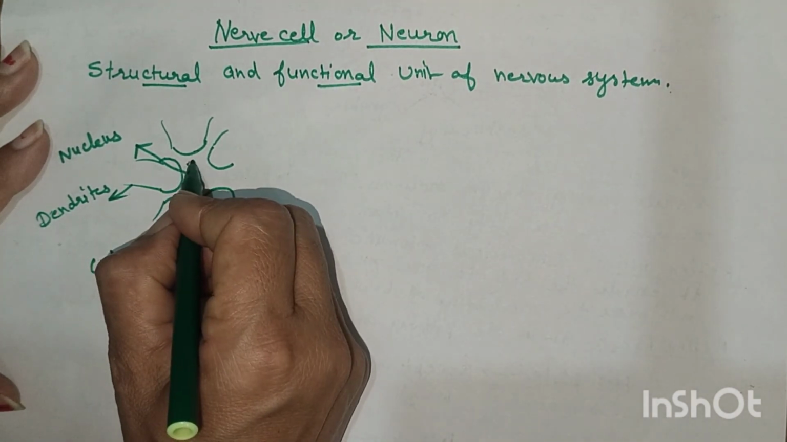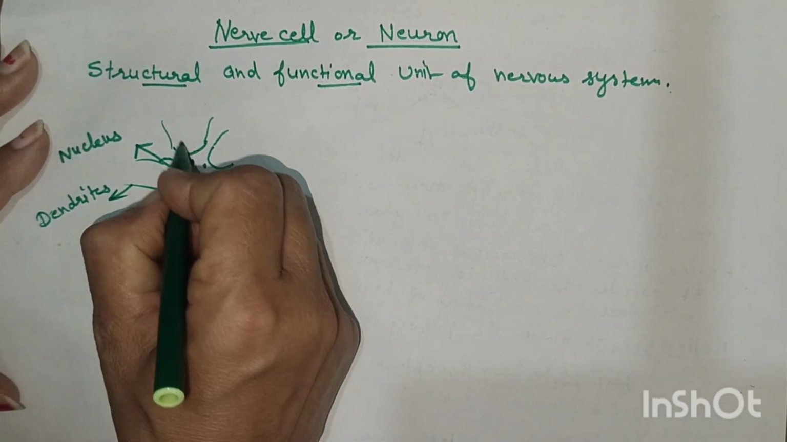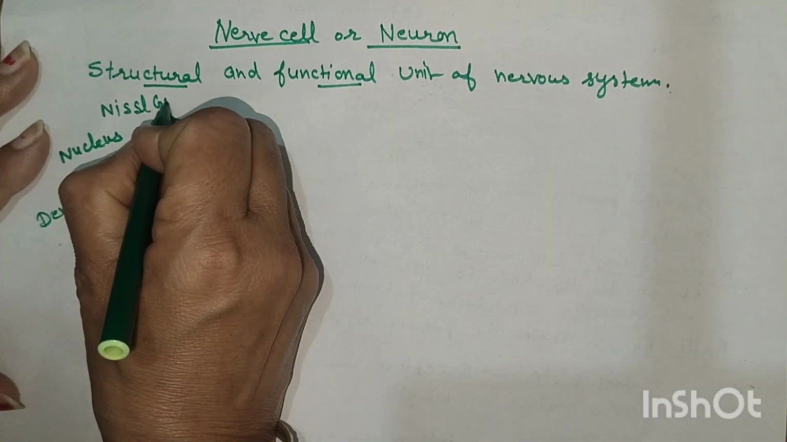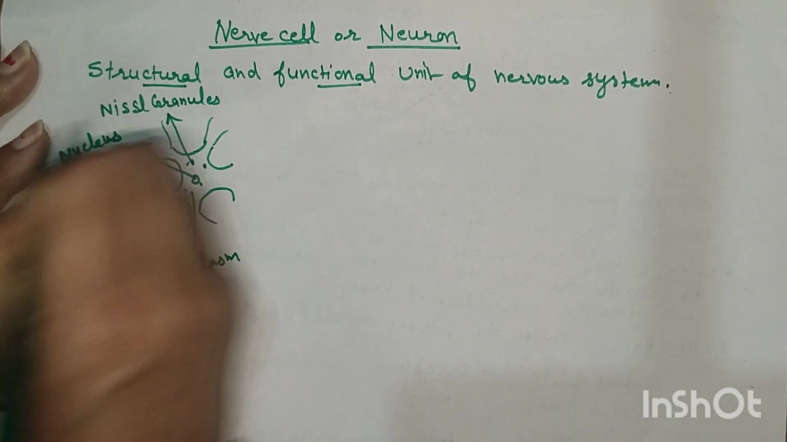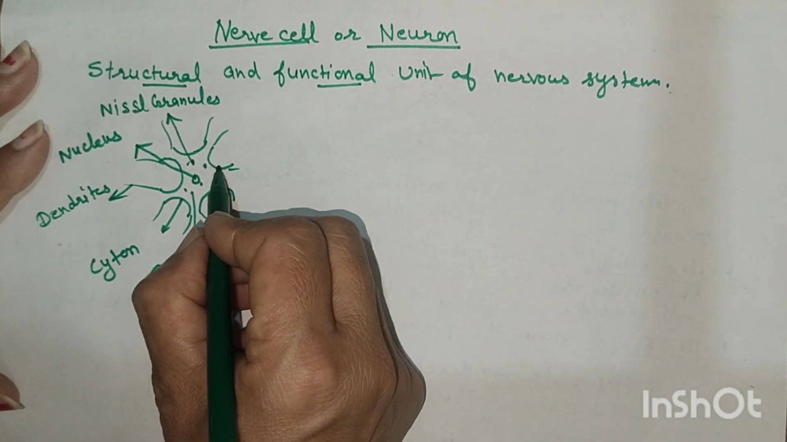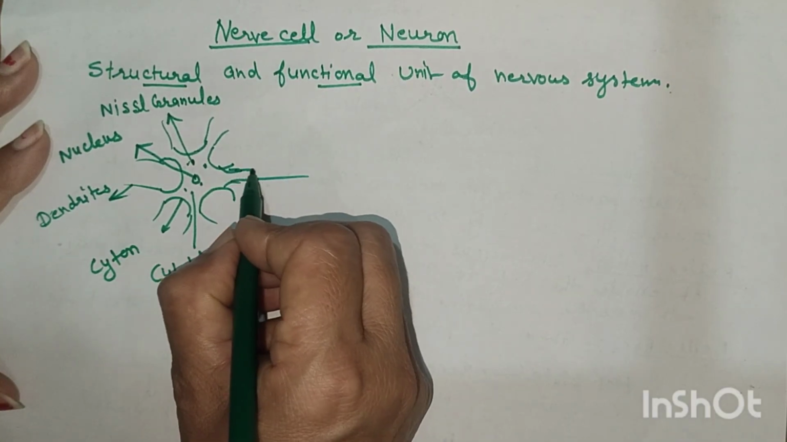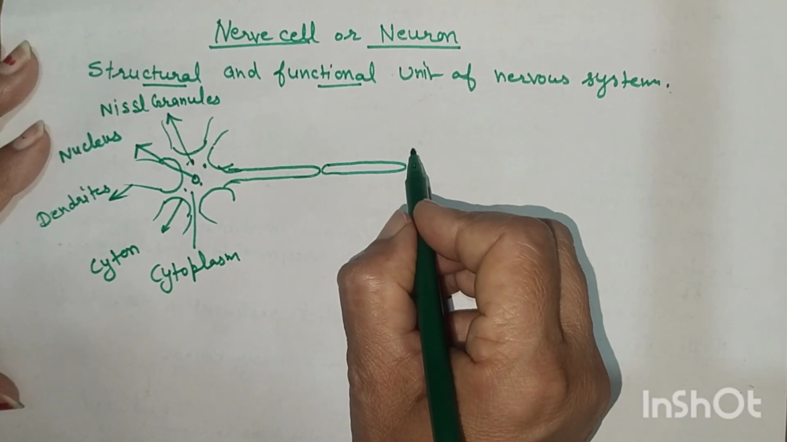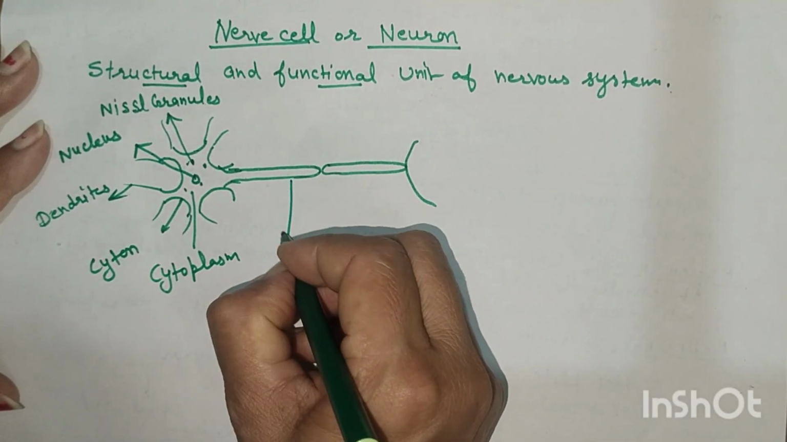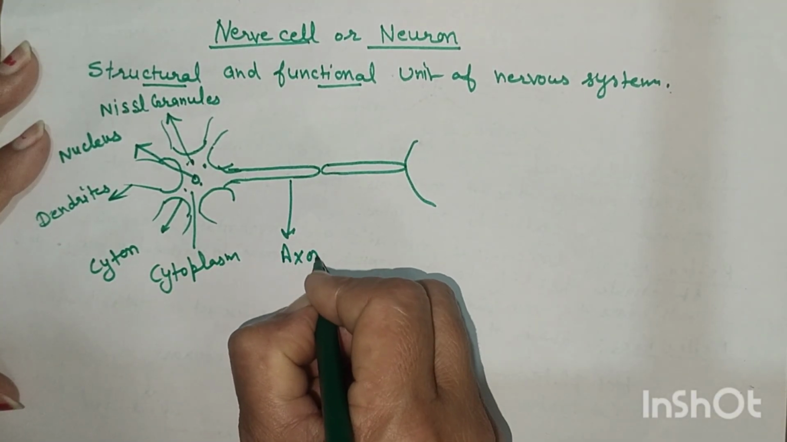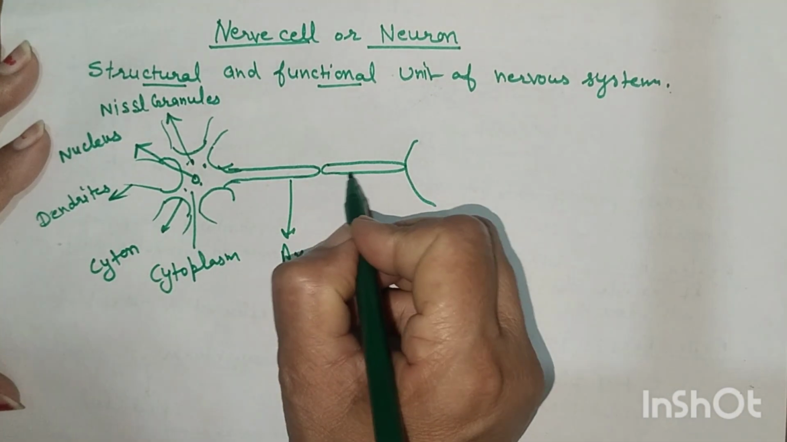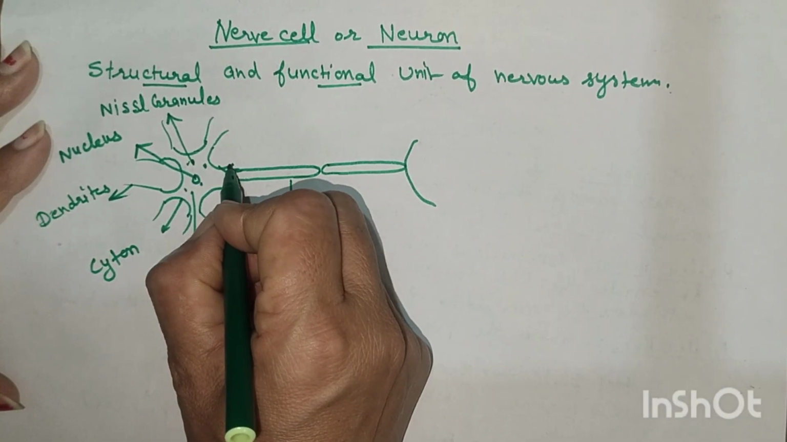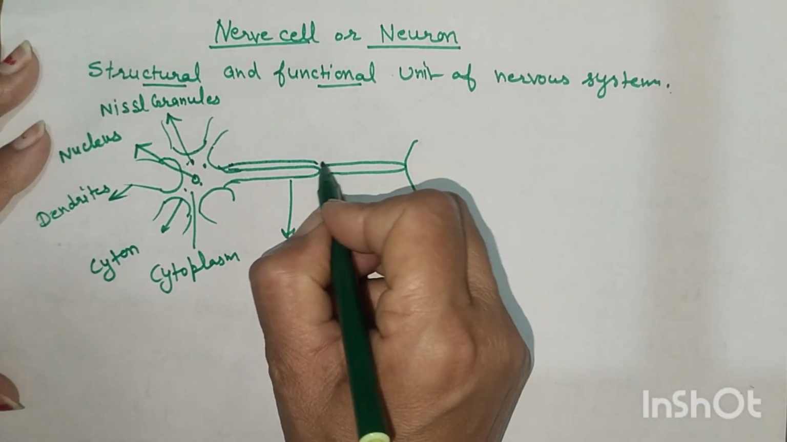There are certain granules. These are called Nissl granules. Here is a long elongated structure that is called axon. It transmits the impulse from dendrite or cyton to the nerve ending to the next nerve cell.